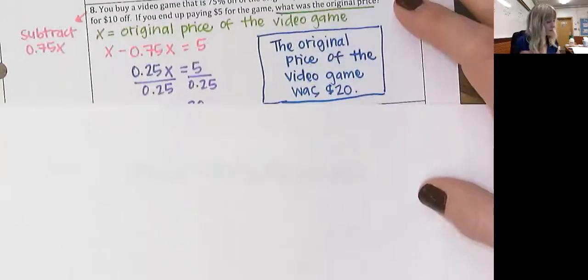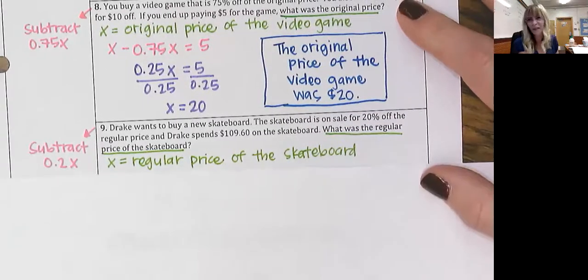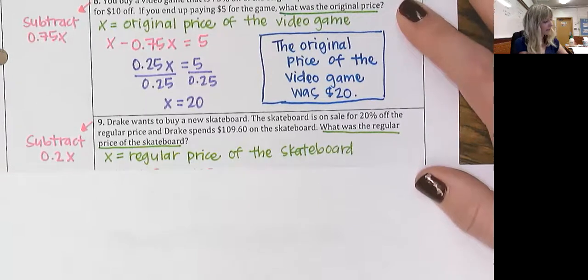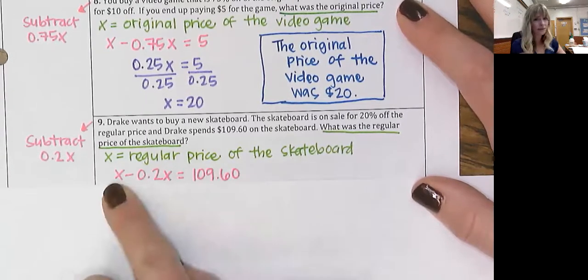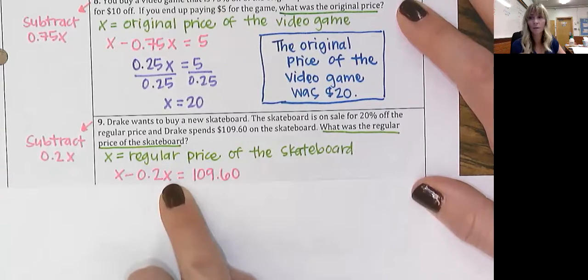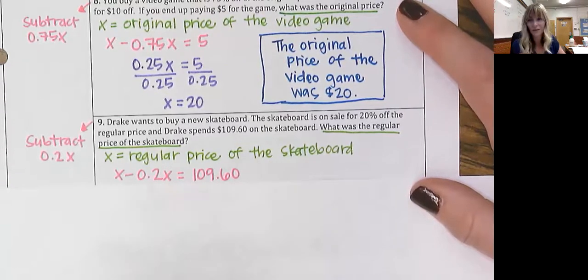All right, number 9, here we go. First of all, I assigned the variable: what was the regular price, which is very similar to the original price? What was the regular price of the skateboard? Again, this is a discount question. So to set up my equation, I'm doing the regular price minus 20% of the regular price. Remember, both of those need to get the x on them. And it ended up equaling $109.60.